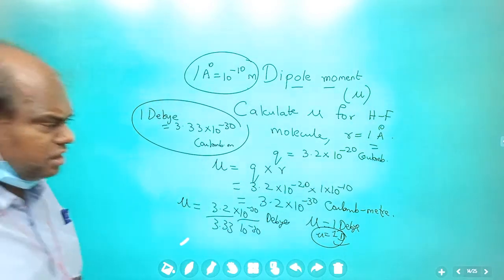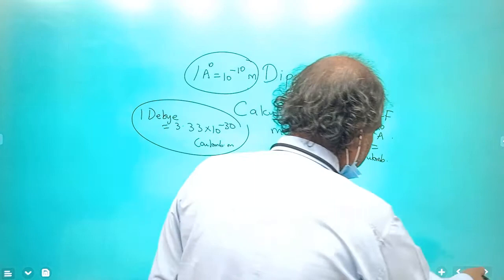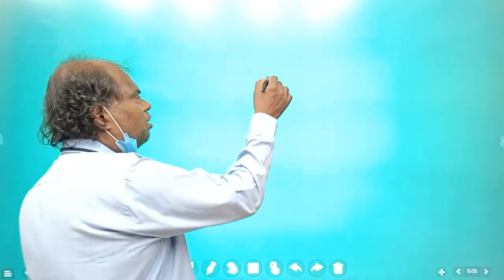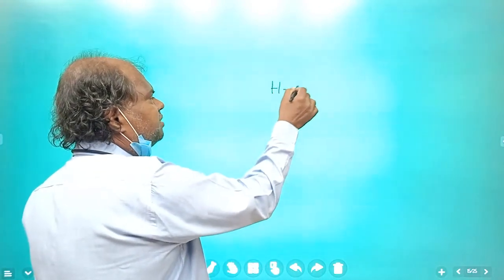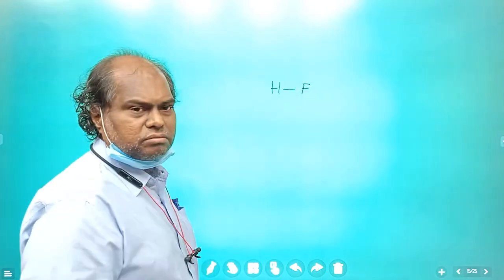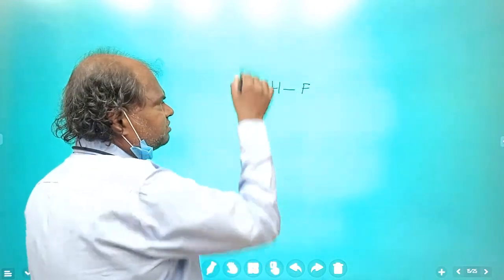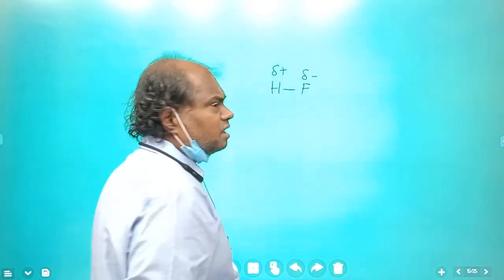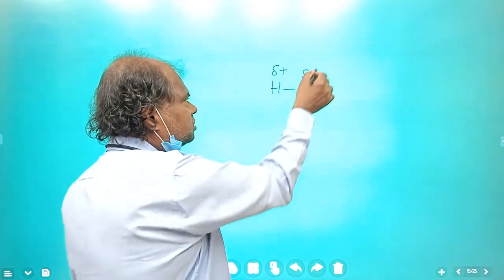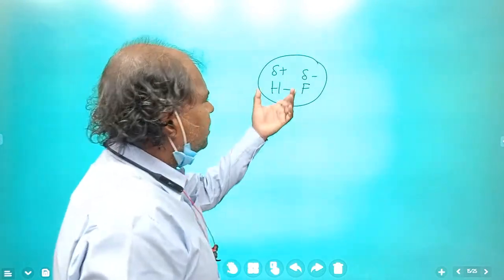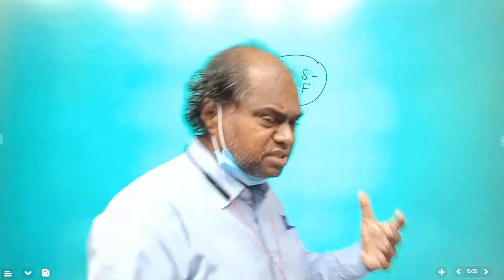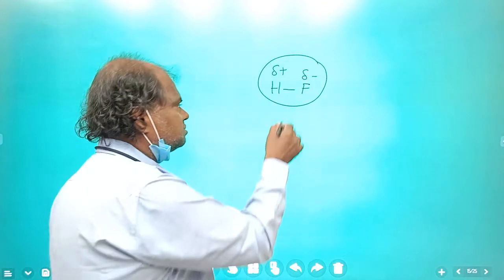Now, more importantly, this was an easy question. They will ask you, and this has been asked in the NEET exam: suppose I give you a molecule like this, HF. You may take the same molecule, no problem. This will have some small plus charge and some small minus charge. If I give you the charge, can you tell me what is the percentage ionic character in the molecule?